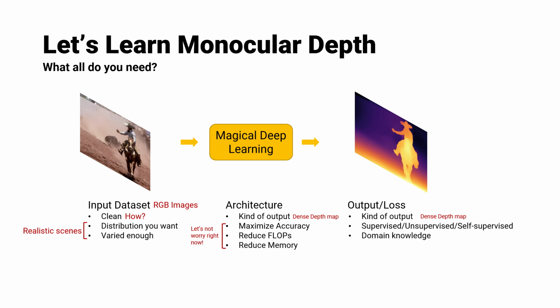So for the kind of output, as we said, we need a dense depth map. For a supervised problem, we will just pick the simplest one, which assumes that we have labels. For the domain knowledge, we will say that I know nothing about computer vision. I am a machine learning researcher, so I am going to just do this as a machine learning problem right now and not worry too much about the computer vision aspects of it.